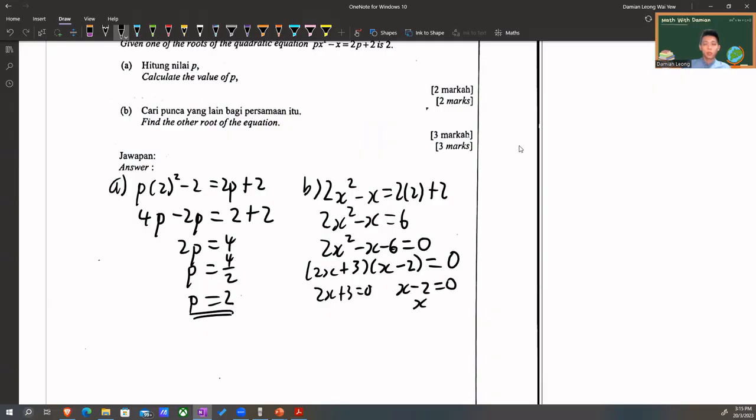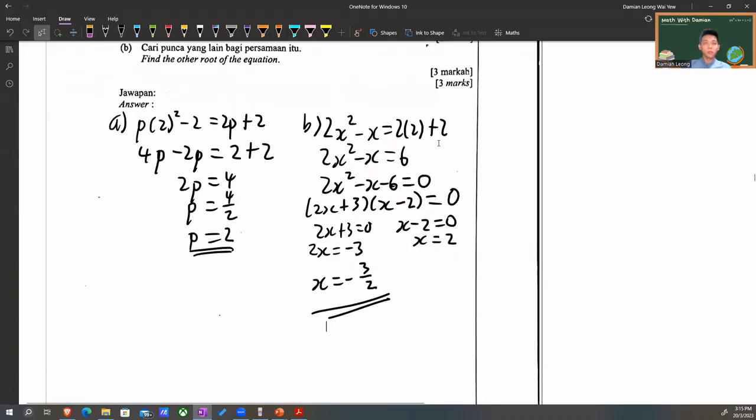So if second bracket is 0, x is 2. But x is 2, that's the first root that we have. So what I want is the other root, which is this one. Plus 3 opposite minus 3. So x equals negative 3 over 2. This is the root that we want. Because this is the first root.